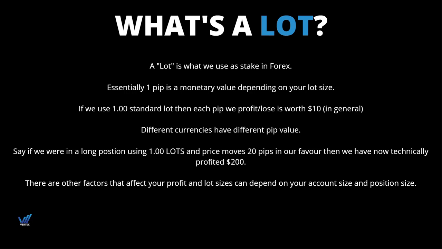Each pip we profit or lose is worth $10 in general. Now, each pair has a different pip value, but the general consensus is it's around $10. Different currencies have different pip values, like I've just said. Say if we were in a long position using 1 lot and price moves 20 pips, then we now technically have profited $200. There are other factors that can affect the profit, and lot sizes can depend on your account size and position sizes. But we will go into what actually gets included into your profit calculation in just a moment.